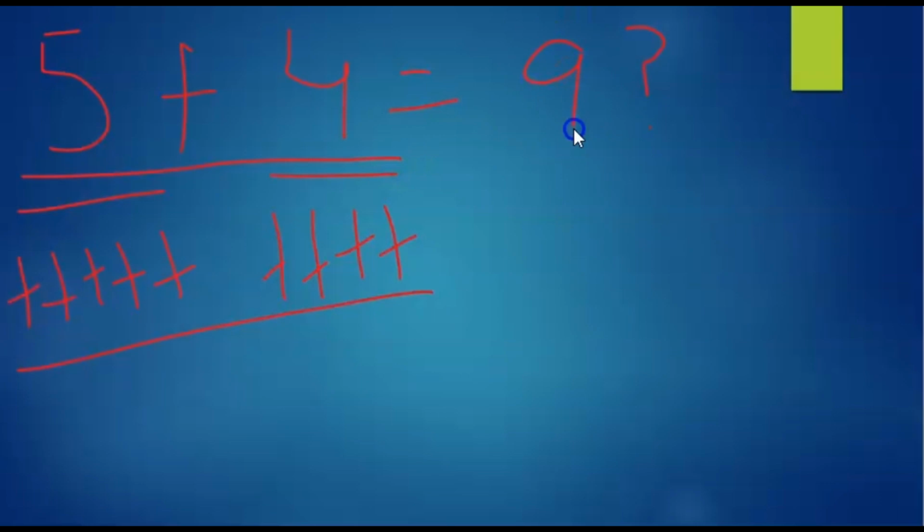Let's do another problem before we move on to the double digits. So 5 plus 4 equals to how much? We remember, right? Let's draw 5 lines below 5. 1, 2, 3, 4, 5. Let's draw 4 lines below 4. 1, 2, 3, 4. Now count them all together. 1, 2, 3, 4, 5, 6, 7, 8, 9. And the answer is 5 plus 4 is equal to 9.